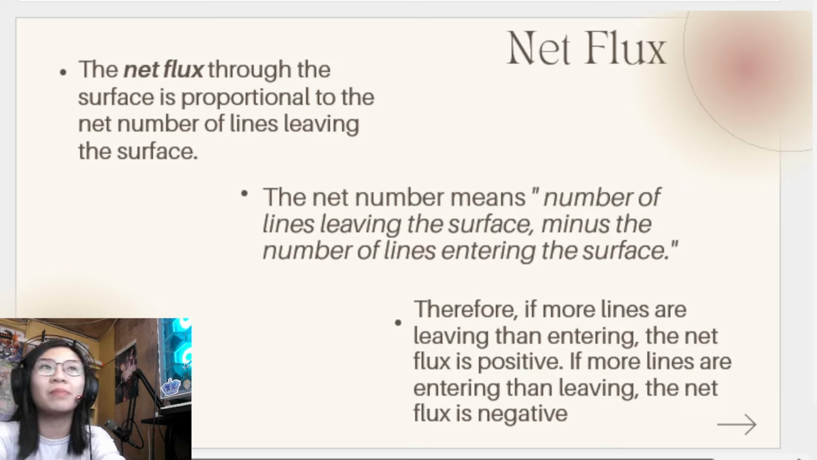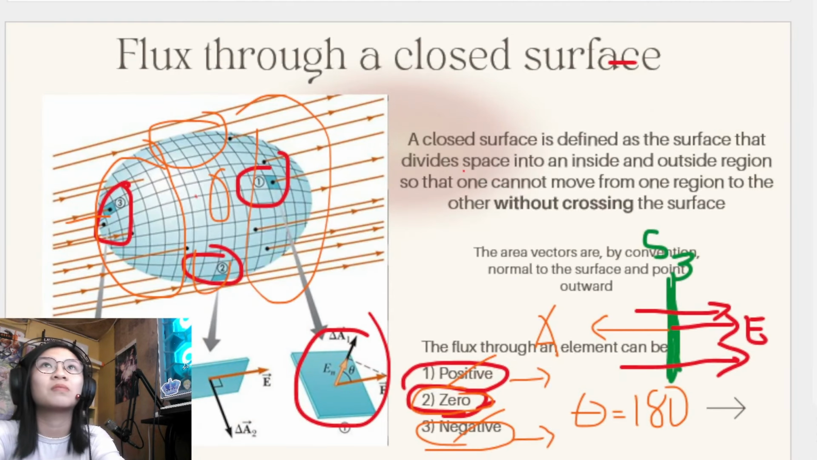So the net number means the number of lines leaving the surface minus the lines entering the surface. So if you have 10 lines leaving the surface and 10 lines entering the surface, you will have a net flux of 0. And that is what happens with closed surfaces. The same number enters and leaves. Therefore, they have no net flux.